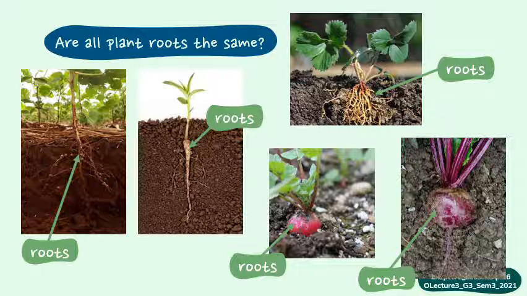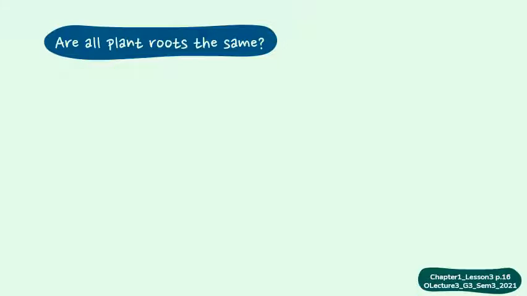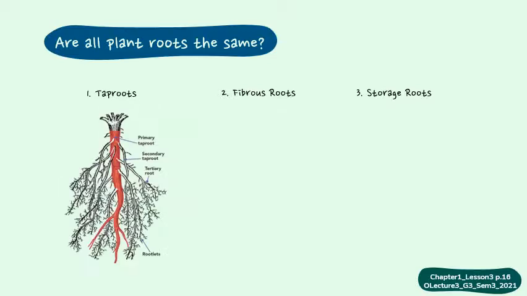Roots are usually hidden in the soil. How many types of underground roots are there? There are 3 types of underground roots: tap roots, fibrous roots, storage roots. What's the difference? Taproot consists of one large main root.